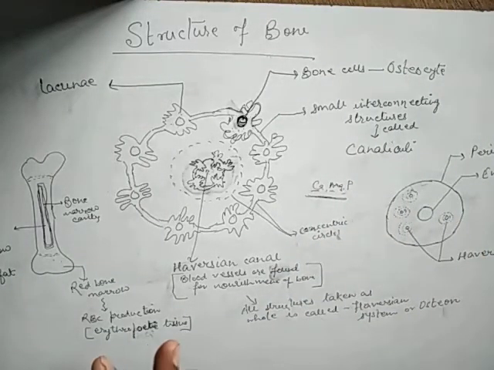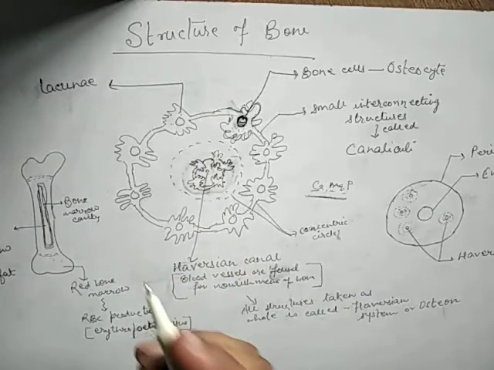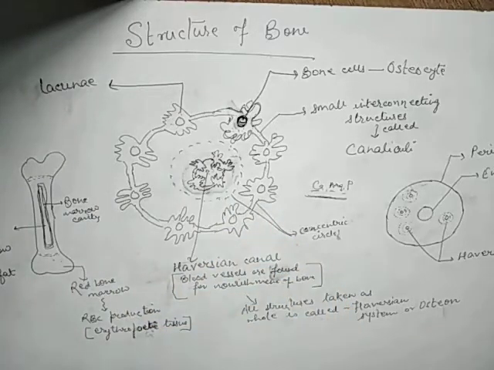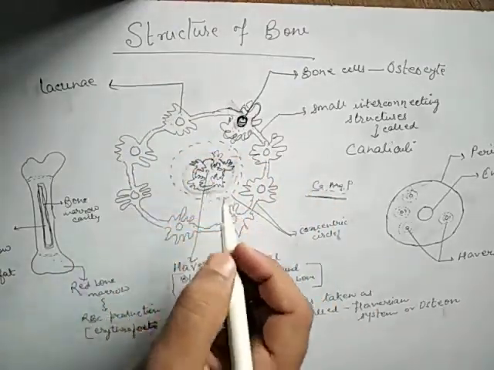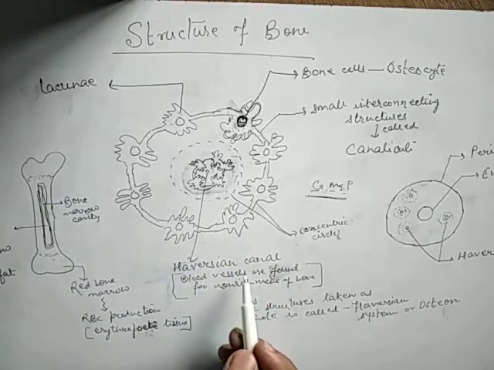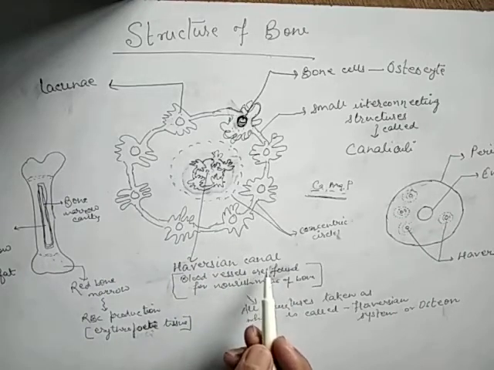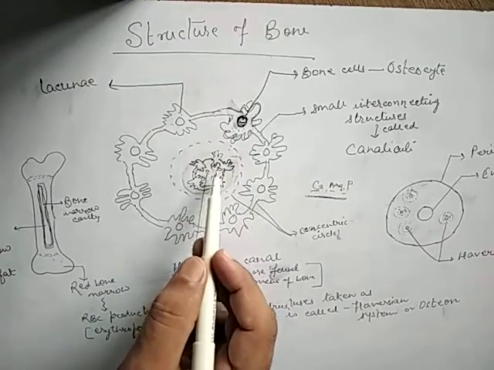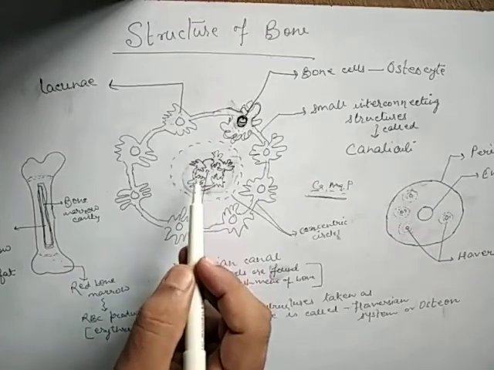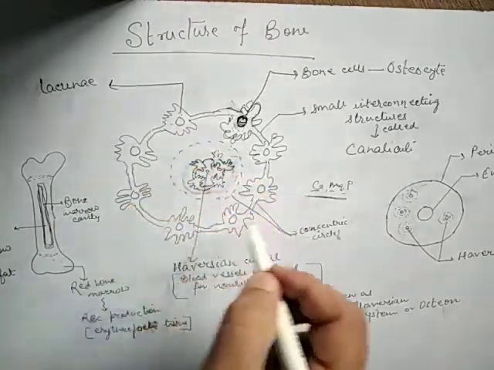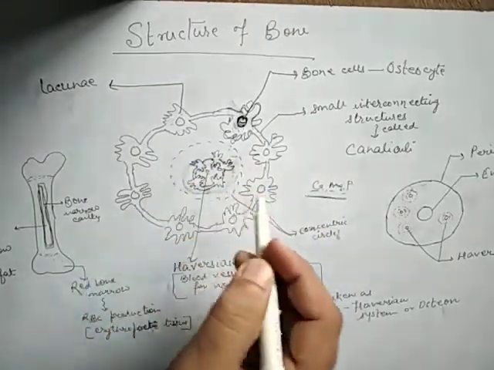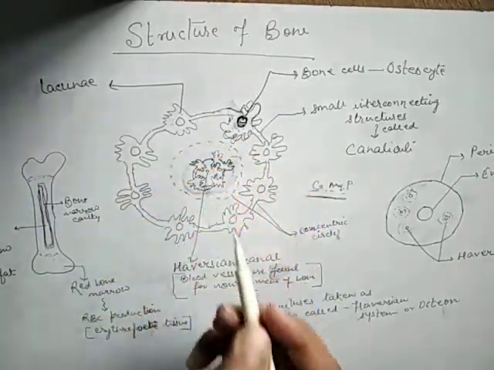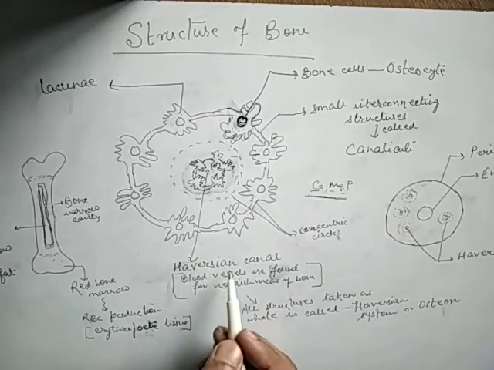So we are just talking about the structure of the bone. These concentric rings have a central point, and this central point is called a Haversian canal. When we move toward the center of each ring, we can find a canal, which is called the Haversian canal.